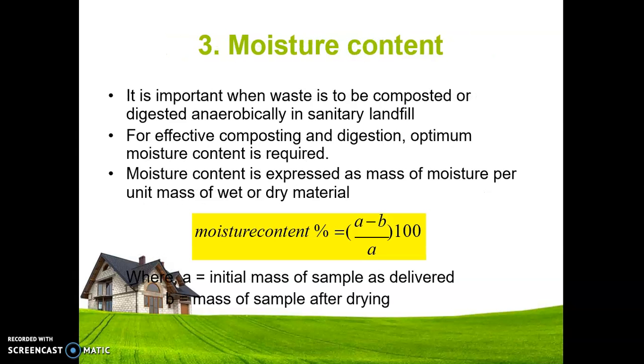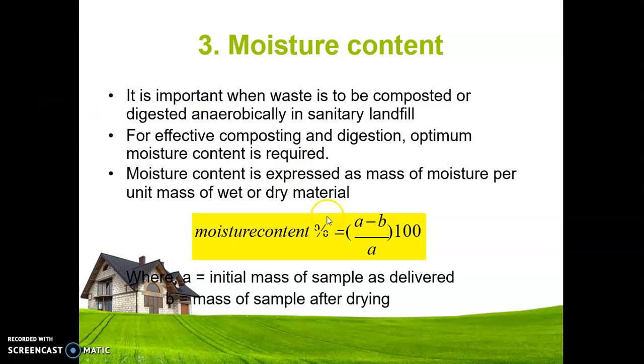Okay, so the next characteristic that is important is the moisture content of the solid waste. This is very important, especially when you want to digest it anaerobically. An example of a process that uses anaerobic digestion is transforming your solid waste into methane, producing methane gas, right? So we don't want it to have high moisture content.